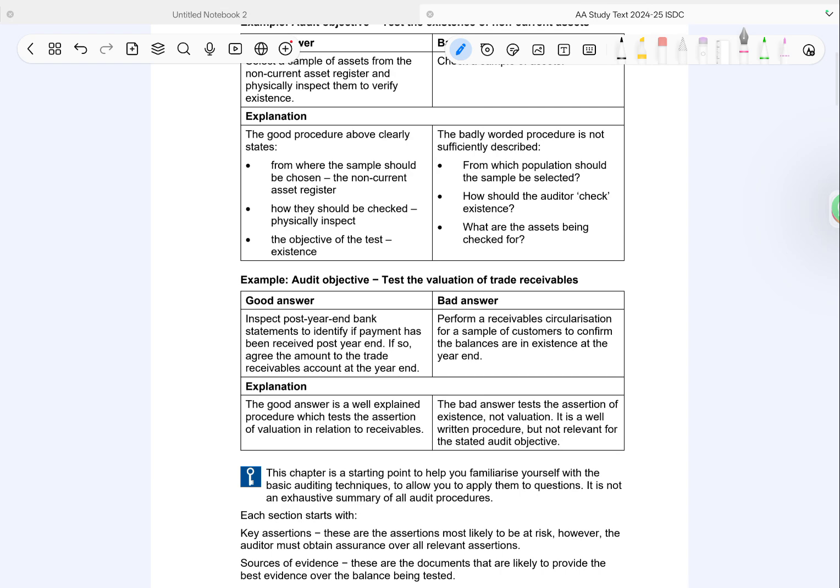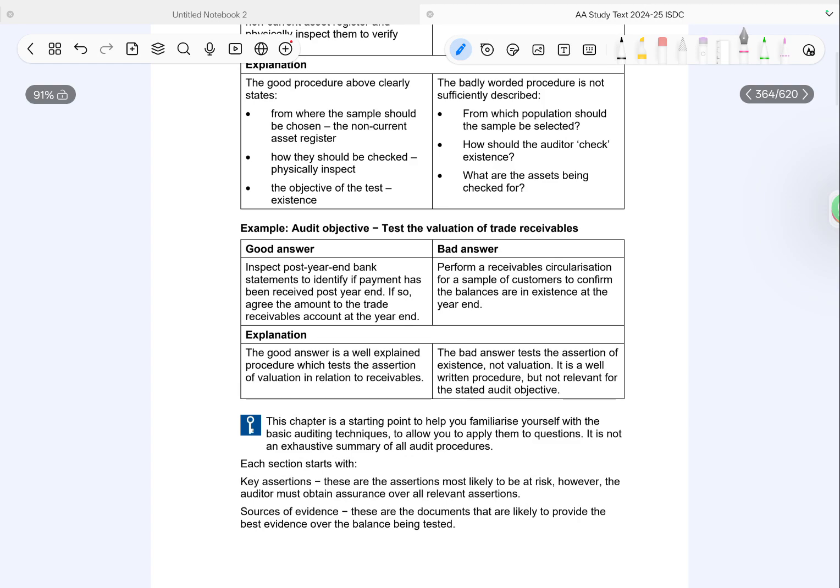If you guys have problems identifying audit assertions, I already have a video on that. You can just search on YouTube about it, and it's a very helpful video, I guess. So yeah, you guys should definitely watch it. So this shows that in exam it's not just about writing a good procedure, it must also directly address a specific assertion being tested. So this chapter introduces basic auditing techniques to help you apply them in questions.